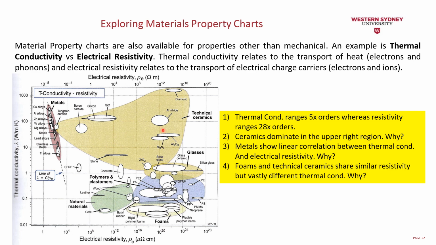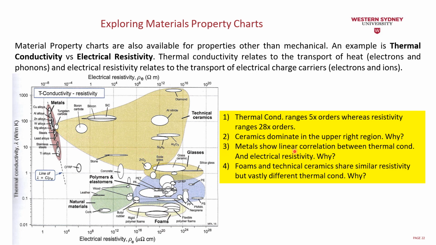The ceramics dominate the upper right region. It's here, and the question is why. That means the ceramic has high thermal resistivity but low electrical conductivity, which means higher electrical resistivity, because resistivity is one over the conductivity. Still, we said that some types of ceramic can have some electrical conductivity.